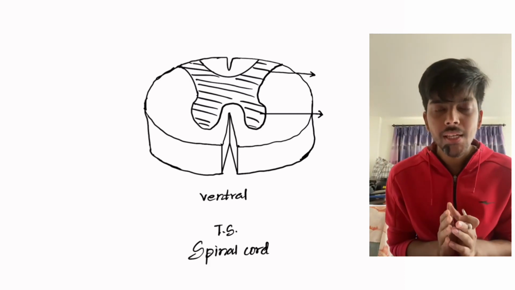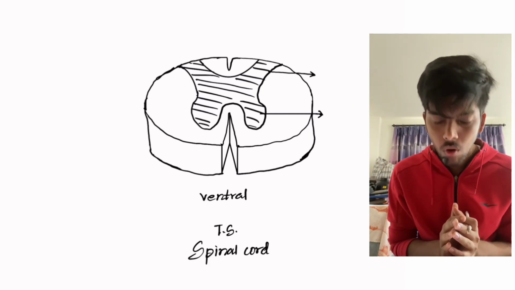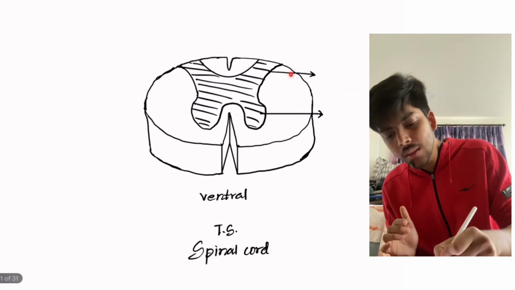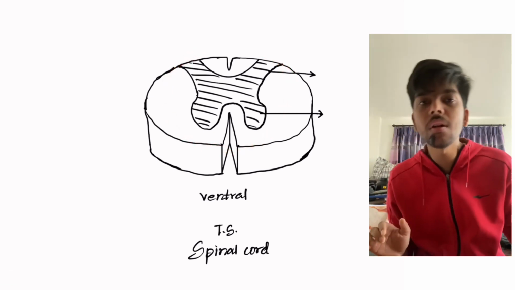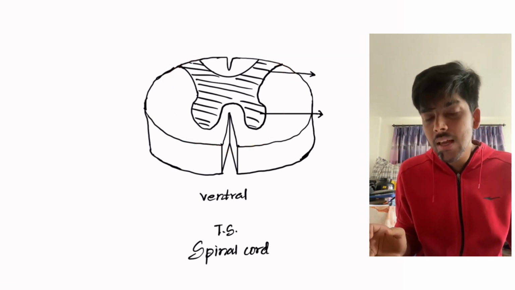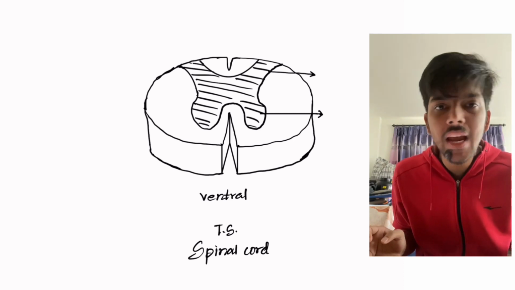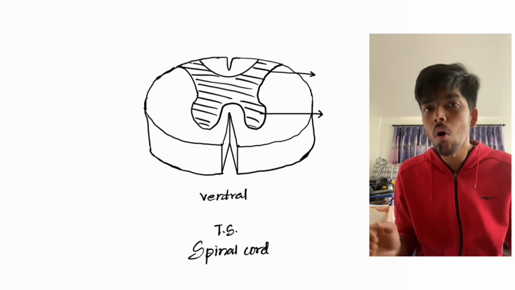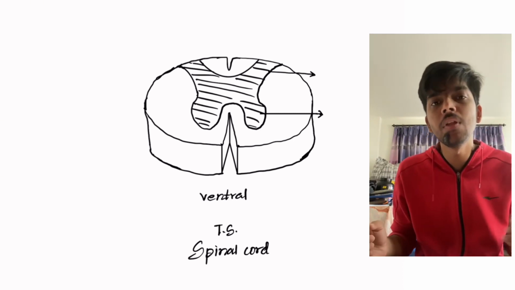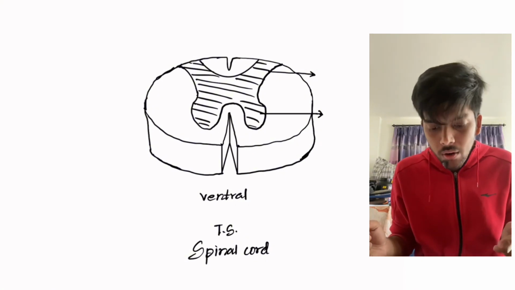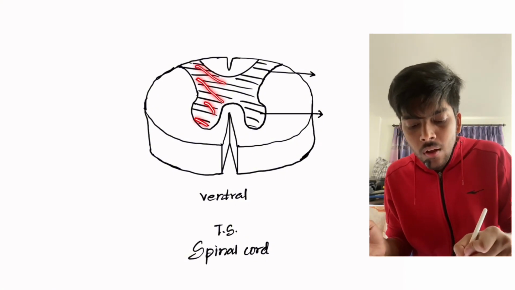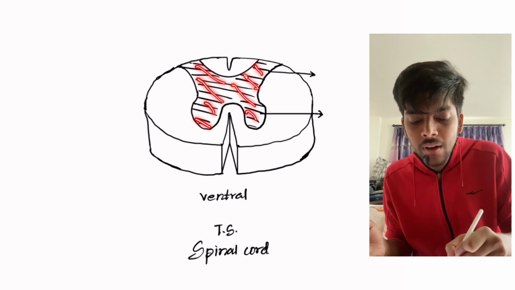What I have here is the transverse section of the spinal cord. As you can see in the middle, there's a butterfly-like shape. This shape is actually composed of the gray matter of the spinal cord. That is, all the cyton, or the cell bodies, of the neurons present in the spinal cord are gathered in the middle, forming this butterfly-shaped gray matter.